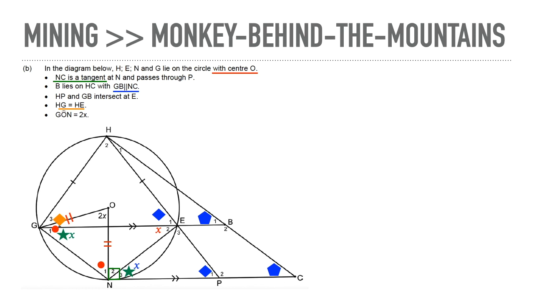So now we've done our mining. We've done all the information we can get. Let's go over to the monkey behind the mountain. Prove that GN equal to NE. In other words, prove that that side is equal to that side.